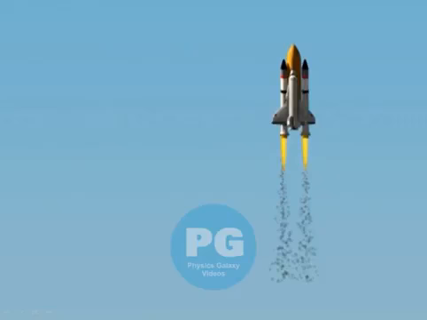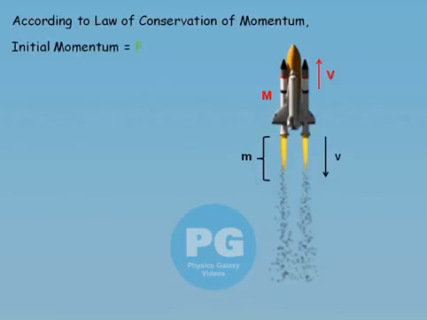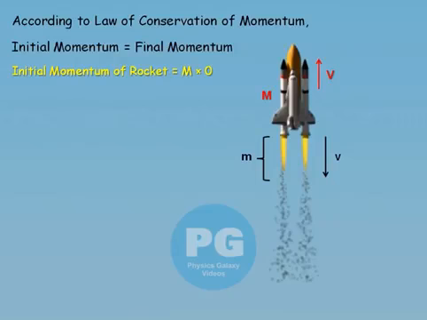Suppose the gases are ejected at a velocity of small v, and the mass of the fuel gases is denoted by small m. The mass of the rocket is denoted by capital M, and it moves forward with the velocity of capital V. Now, according to the law of conservation of momentum, we know the initial momentum is equal to the final momentum. The initial momentum of the rocket can be stated as mass into velocity. Initially the rocket was at rest, so its velocity was 0. So the initial momentum of the rocket is M into 0, that is 0.